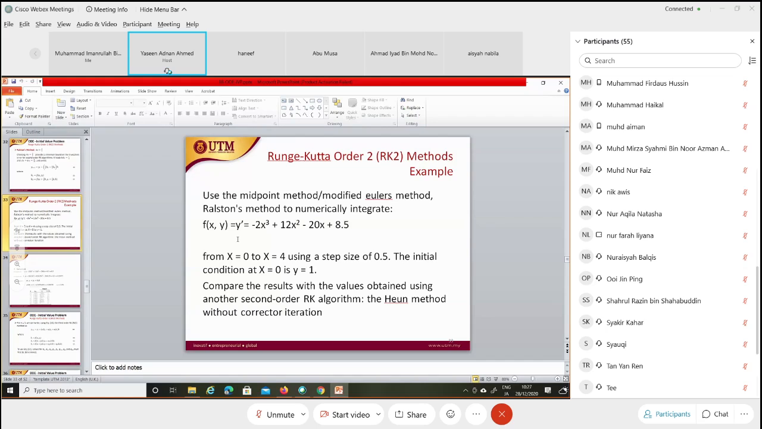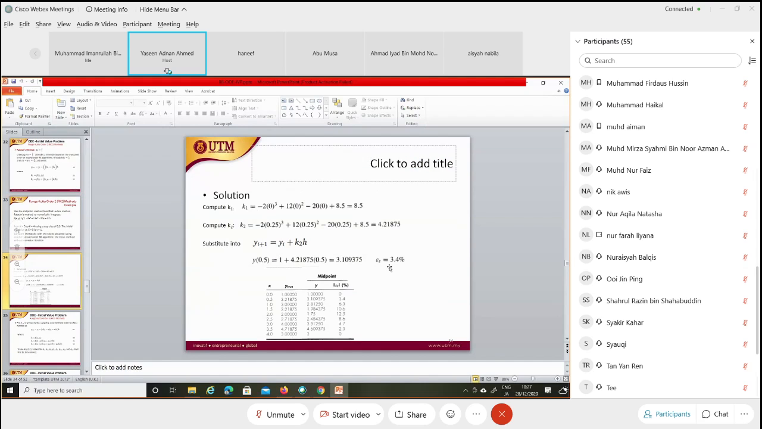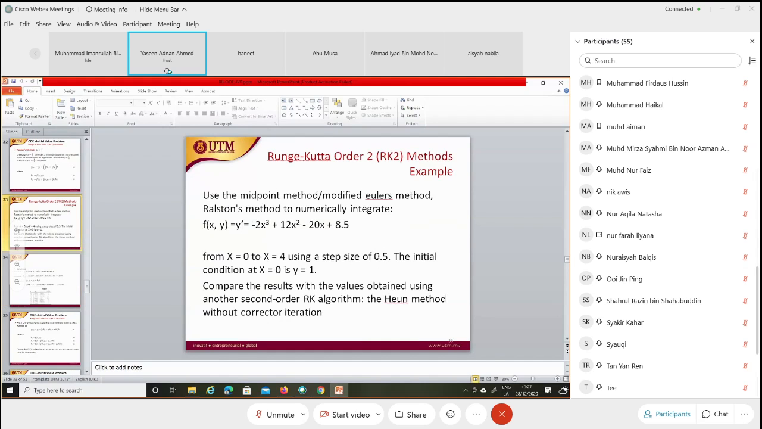You have to find the value of y from x equal to 0 to x equal to 4. So you start from x equal to 0 and you have to consider x equal to 4. We consider the step size is 0.5. So you start with 0, then 0.5, then 1, then 1.5, then 2, 2.5, 3, 3.5, 4. You have to consider this step. You cannot jump from x equal to 0 to x equal to 4 by considering the step size 4, because they already mentioned this. So you have to use the one by one step.